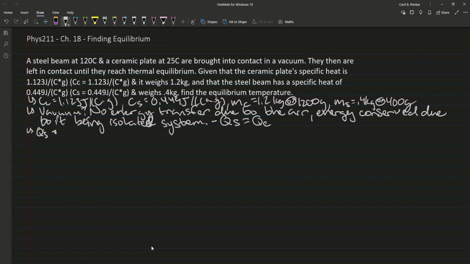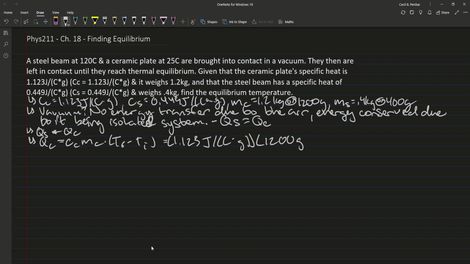Qs and Qc. First, I'm going to solve for the thermal energy of the ceramic plate, and that's going to be equal to Cc times Mc times Tf minus Ti, where C is the specific heat, M is the mass, and T is the temperature. In this case, Cc is equal to 1.123 joules over Celsius times grams, M is equal to 1,200 grams, we don't know what Tf is, and Ti is 25 degrees Celsius.